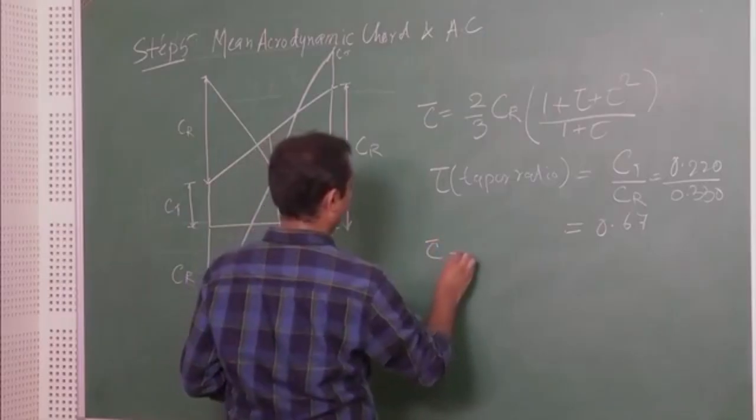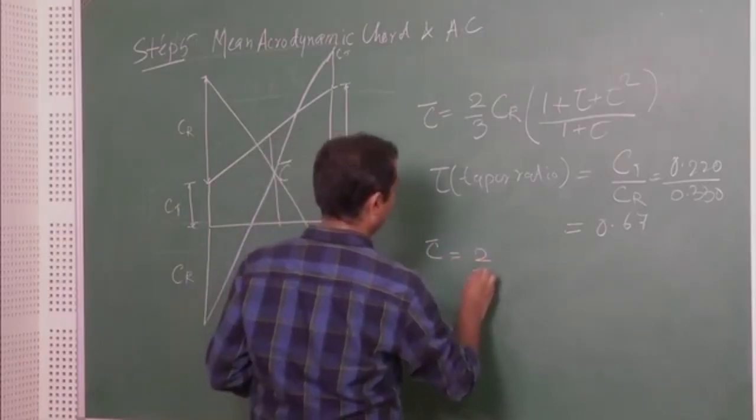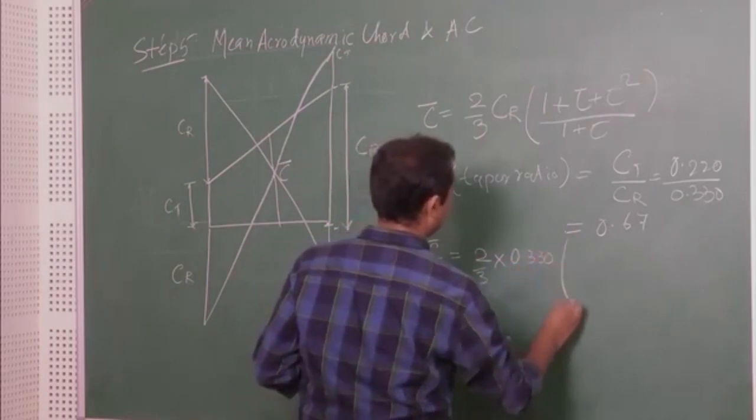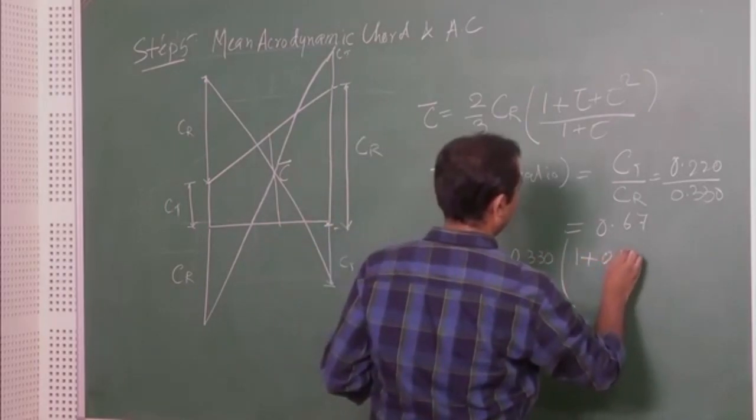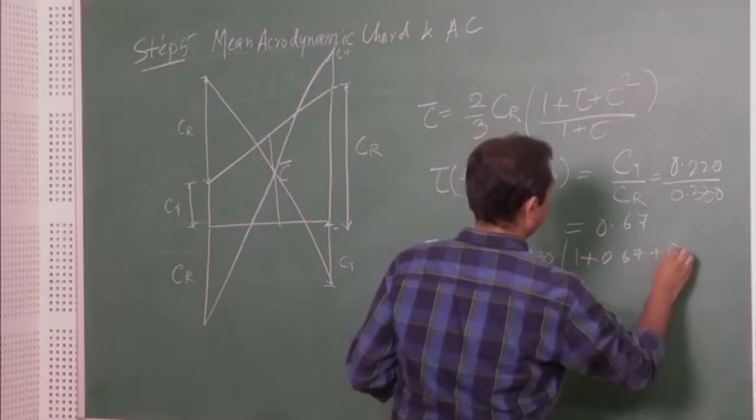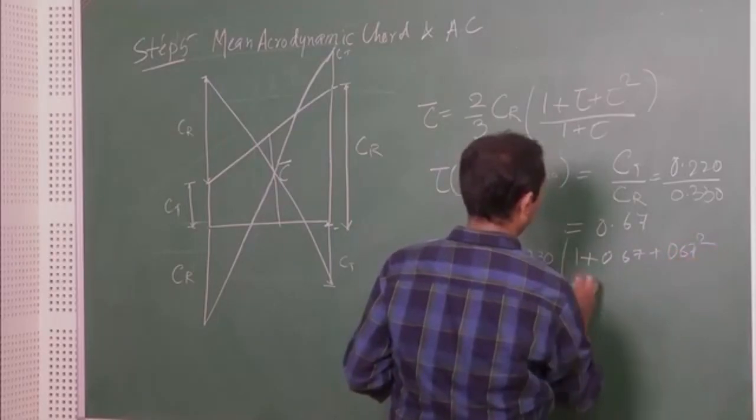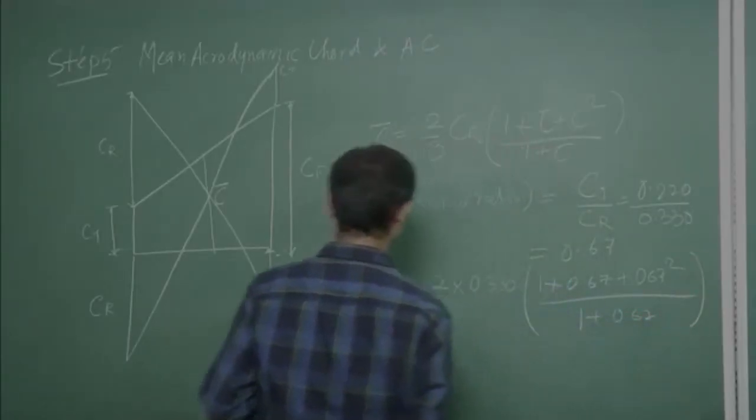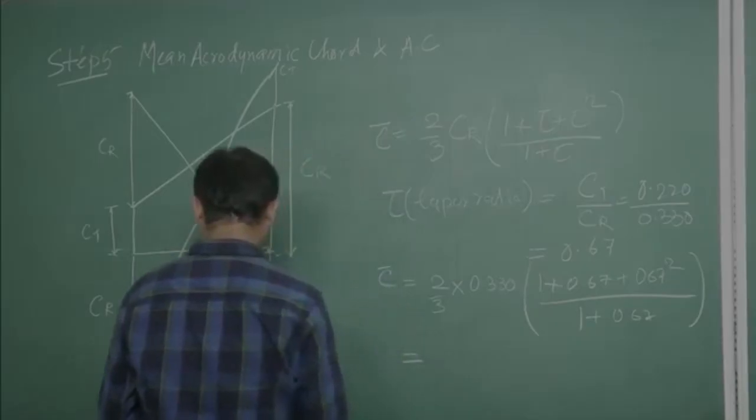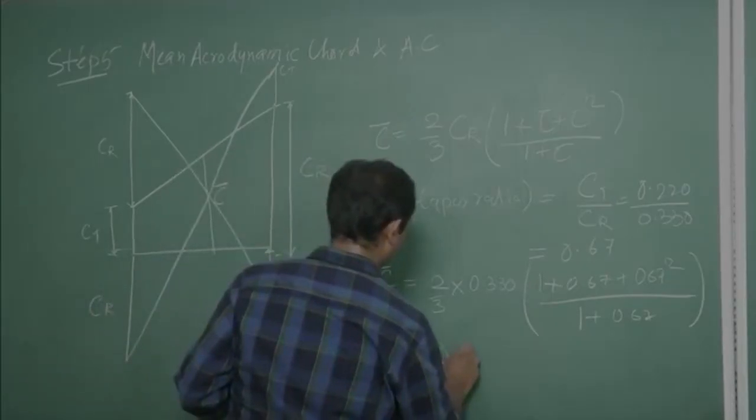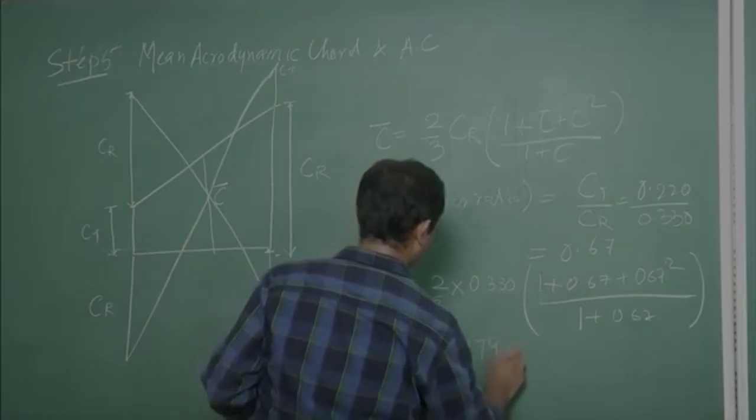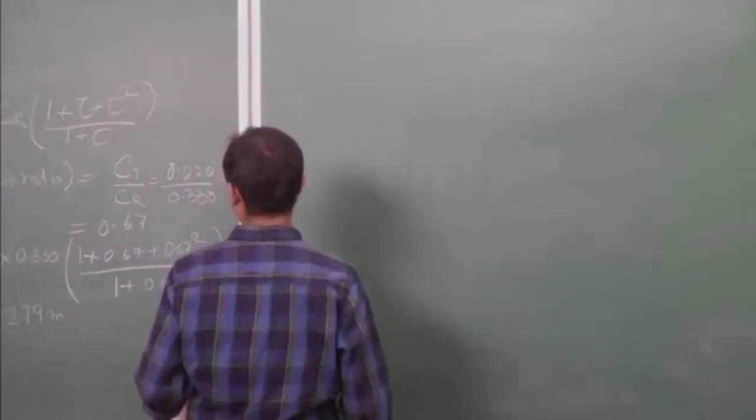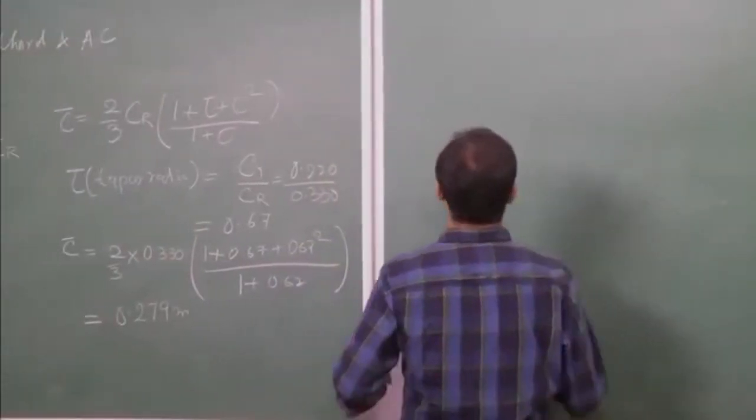So your mean aerodynamic chord will be 2/3 into root chord, which is 0.330, into 1 plus 0.67 plus 0.67 whole square by 1 plus 0.67, which will come about 0.279 meters. Once you have calculated your mean aerodynamic chord, now you have to calculate the aerodynamic center.